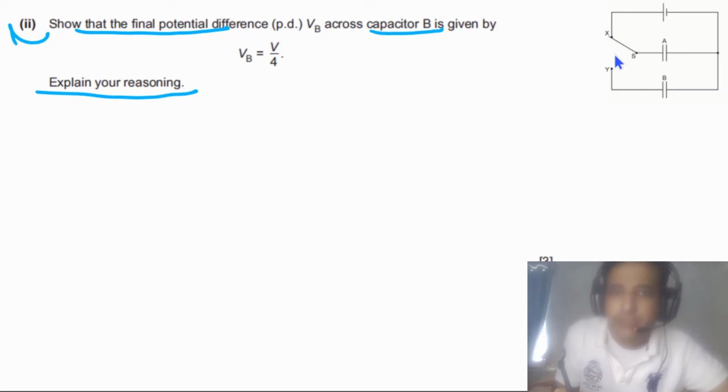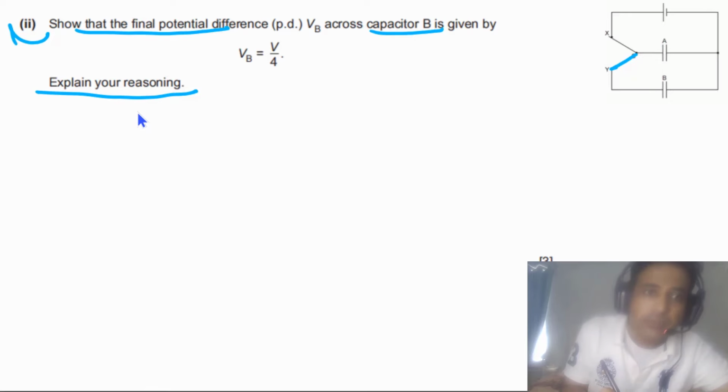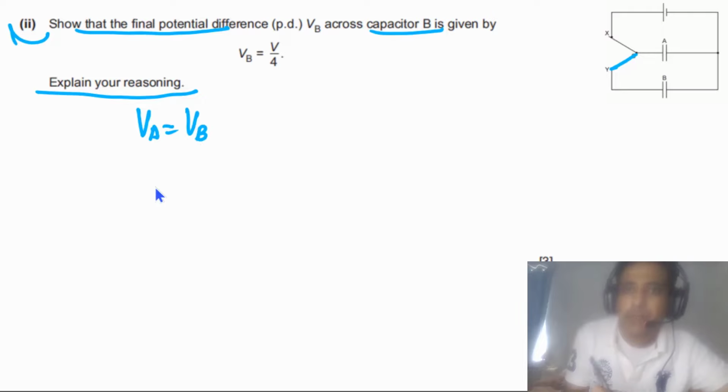We have already discussed that when we move this switch to position Y, these two capacitors are connected in parallel. As these two capacitors are connected in parallel, the potential difference across capacitor A has to be equal to the potential difference across capacitor B. And when we close this switch, charge will flow from capacitor A to capacitor B. So the total charge on capacitor A will be distributed between capacitor A and capacitor B.